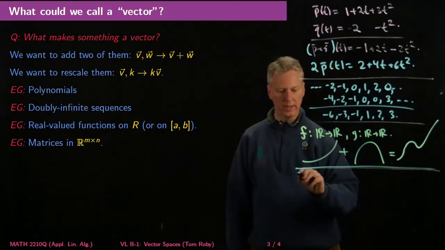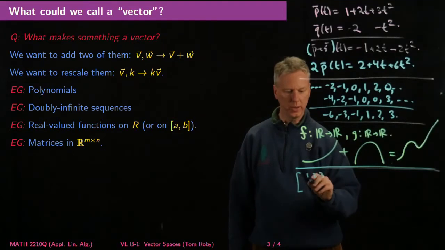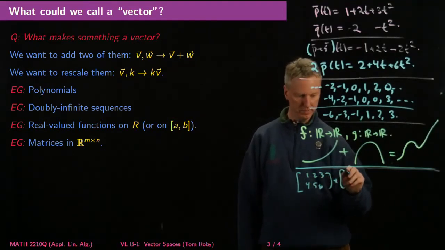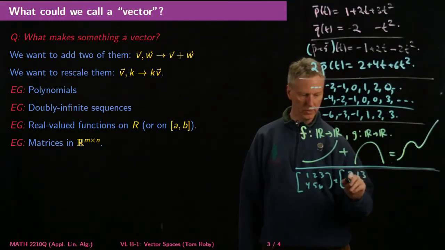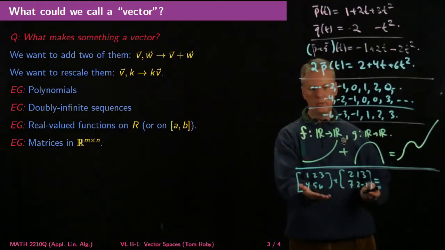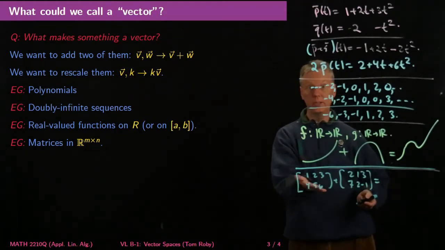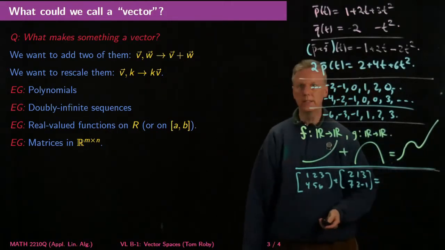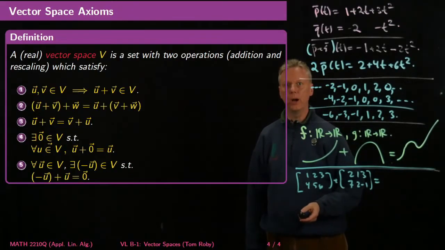right? So if I have something like 1, 2, 3, 4, 5, 6, I can add it to 2, 1, 3, 7, 2, negative 1, right? And I know how to do that term by term. Or if I want to take one of these matrices and multiply it by 2, I just multiply all of the entries. So in all of these things, it's easy to see that everything I want makes sense.